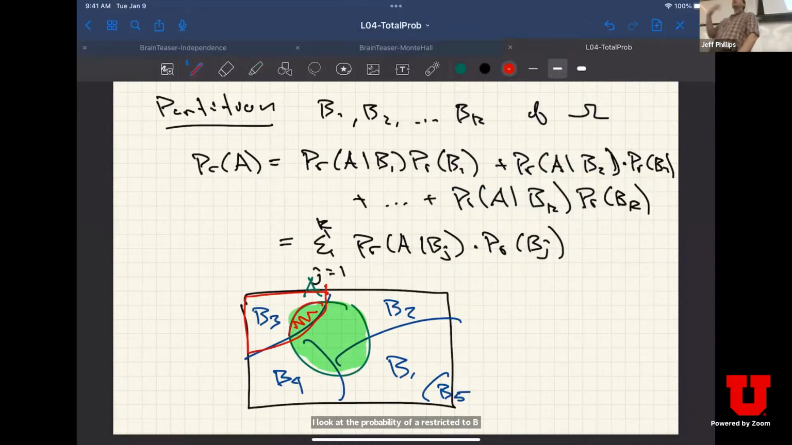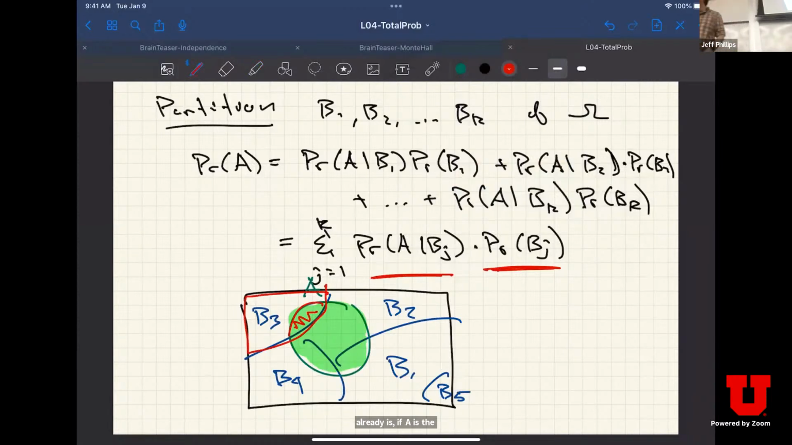So there's this two-step process. I choose one of the things, and then I look at the probability given in there. I multiply these together, and I add all these up. So this is a way to get the total probability of some sort of event A. For instance, an important way we've seen this already is if A is the entire space.